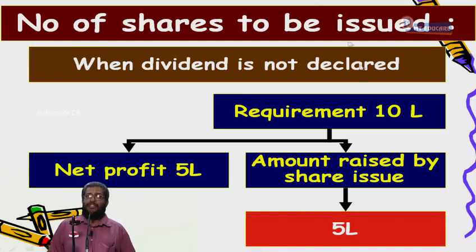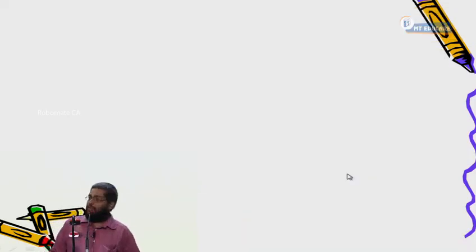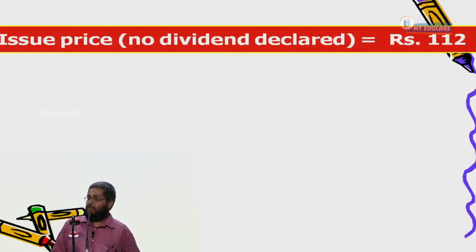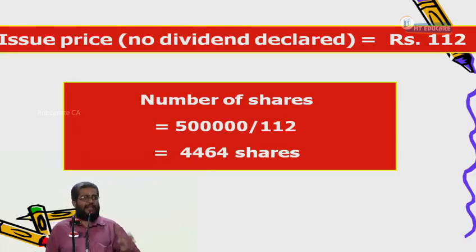Right or not? I will issue at what price here? When dividend is not declared, I can issue at how much price? 112 rupees. Right or not? So what happens is, issue price when no dividend is declared is 112. The number of shares to be issued is 5 lakhs divided by 112. That gives you 4,464 shares. Yes or no? All these are happening today. After 1 year, after 1 year.